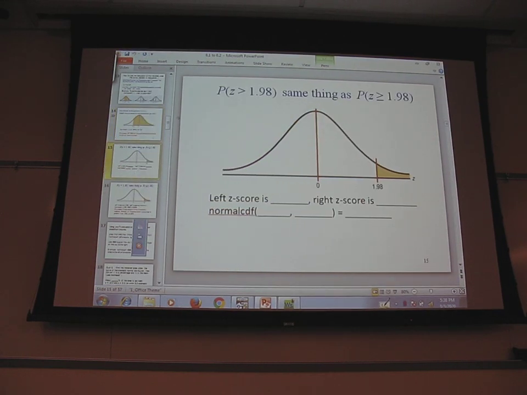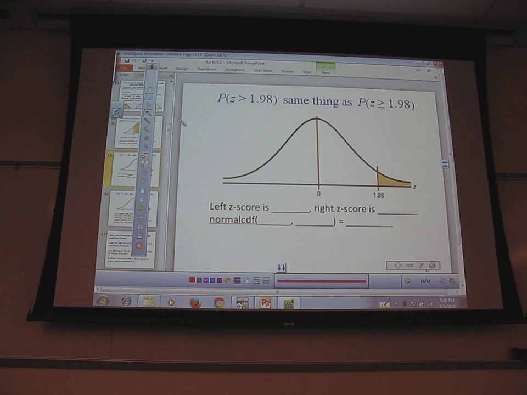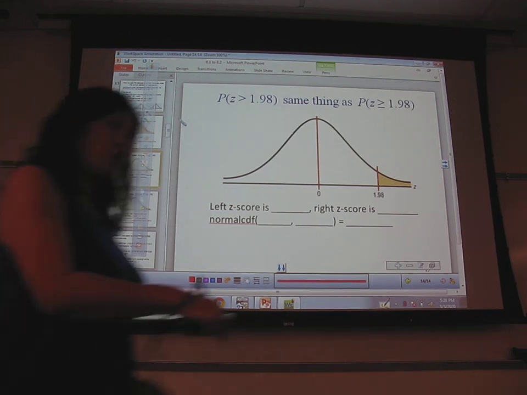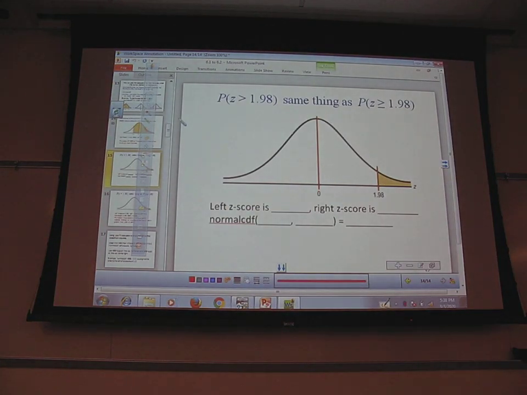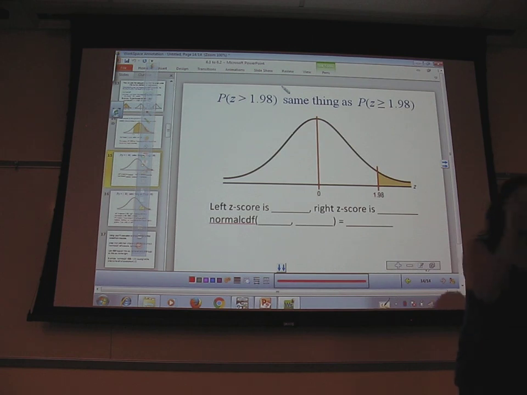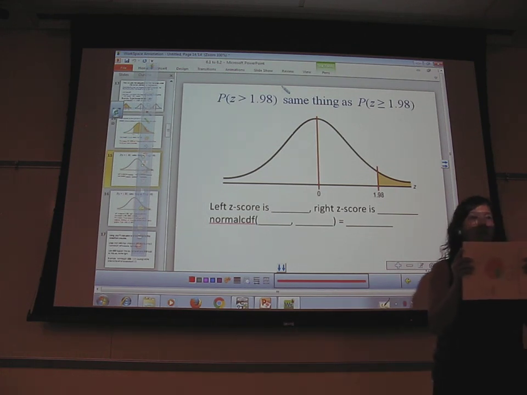All right, let's take a look at this one. The probability that z is greater than 1.98 is the same thing as z is greater than or equal to 1.98. Why is that? Do you see the difference, how this one has an equal sign, greater than or equal to, and this one's just greater than? Because what's the probability that you have a z-score of exactly 1.98? What's the probability that this piece of paper is exactly 11 inches? Exactly 11 inches.